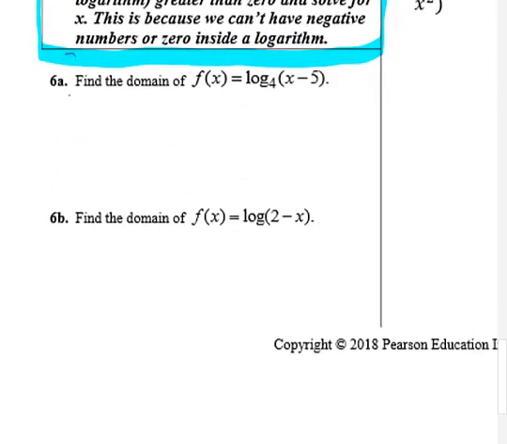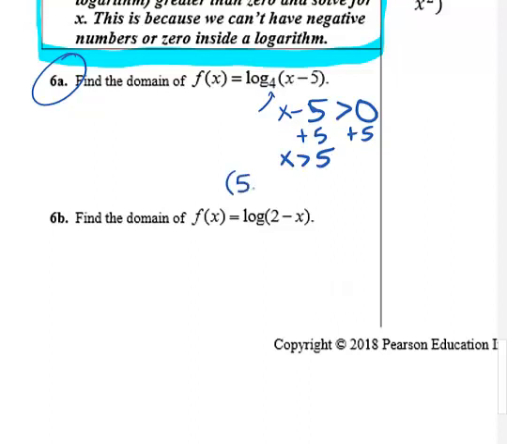So for 6a here, let's try that. For the domain, it doesn't matter what the base is. 4 is not going to have any bearing on this problem when I find the domain. I'm just taking the argument, which in this case is x minus 5, the thing inside the log, setting it greater than 0 and solving for x. So I would only need to move the 5 over. So it looks like x greater than 5 is the domain, but interval notation would have that written from 5 to infinity with parentheses because there's no "or equal to."